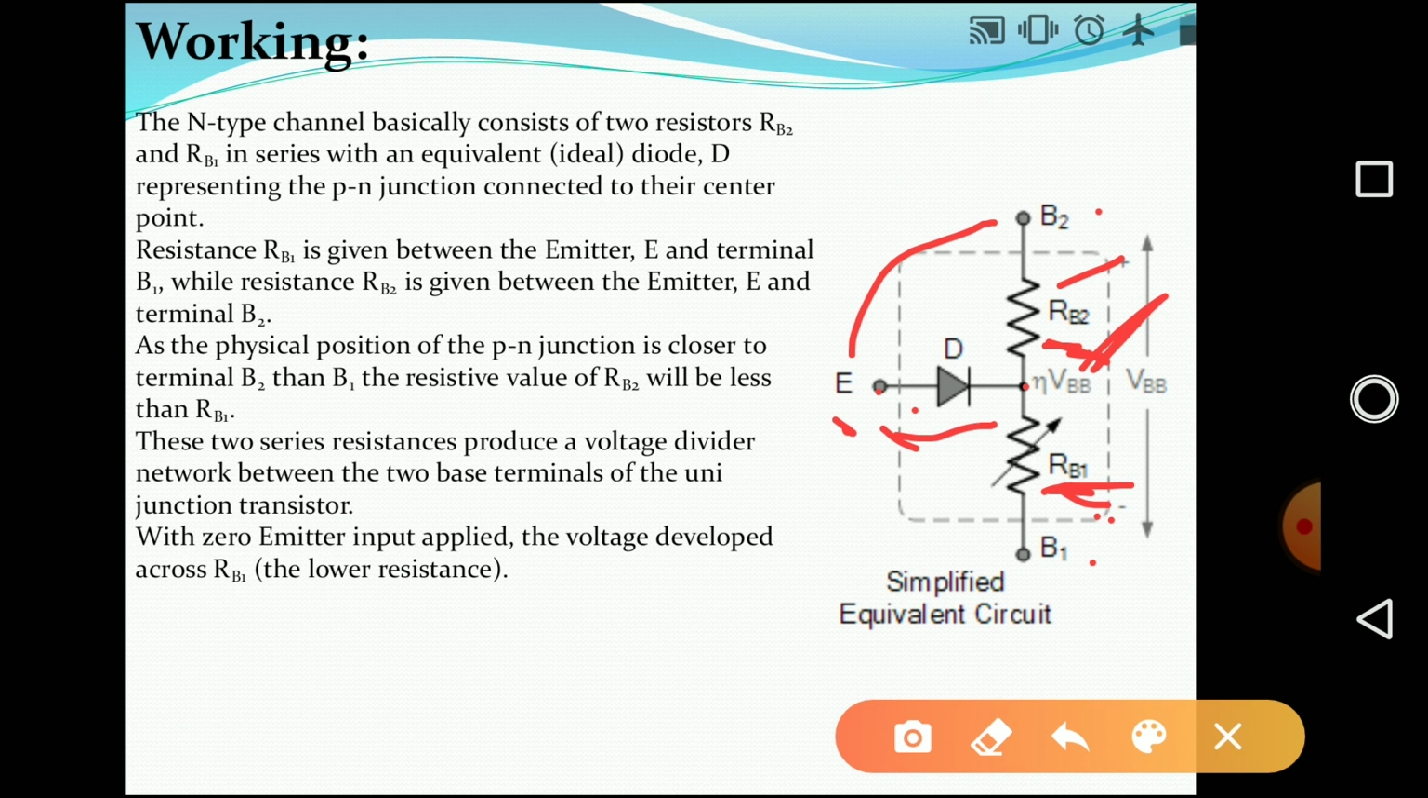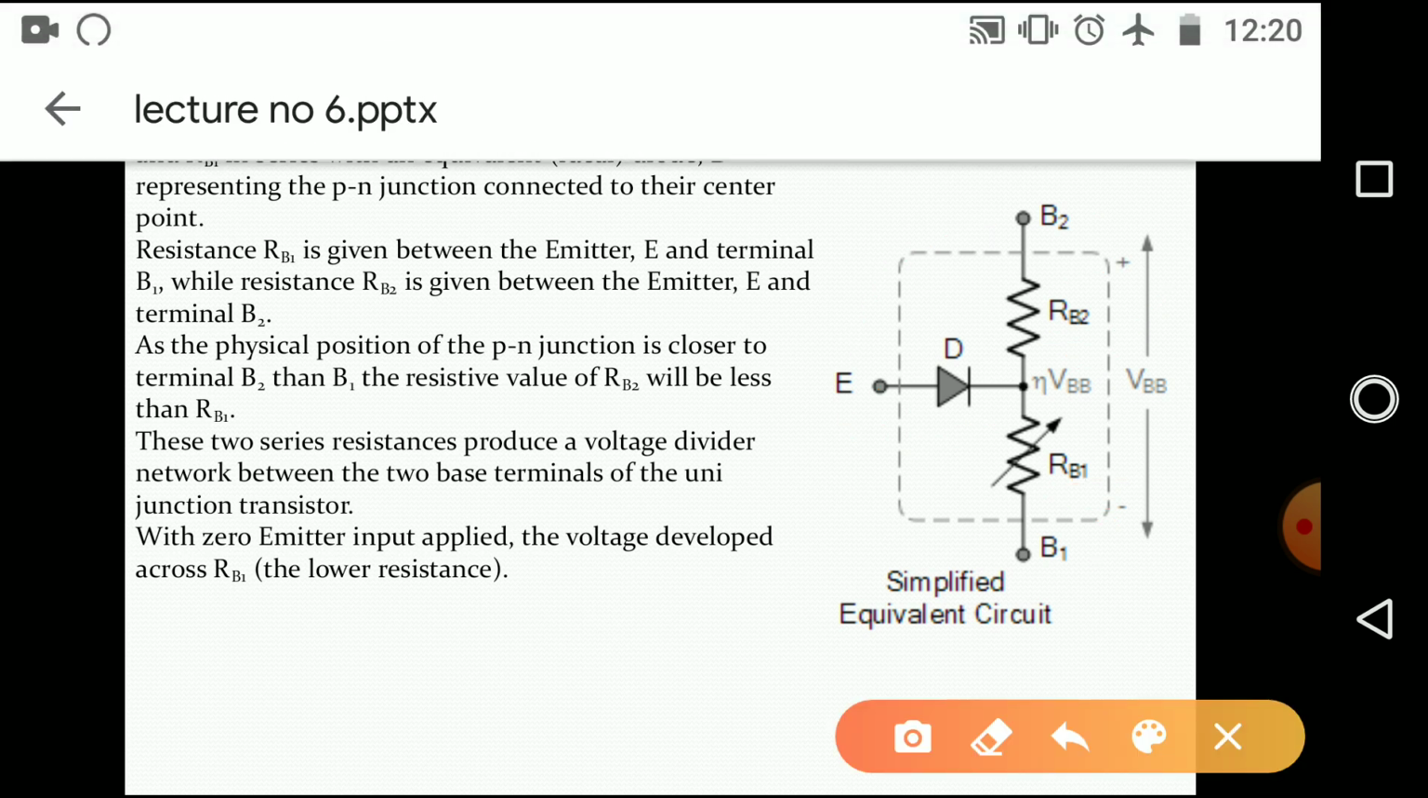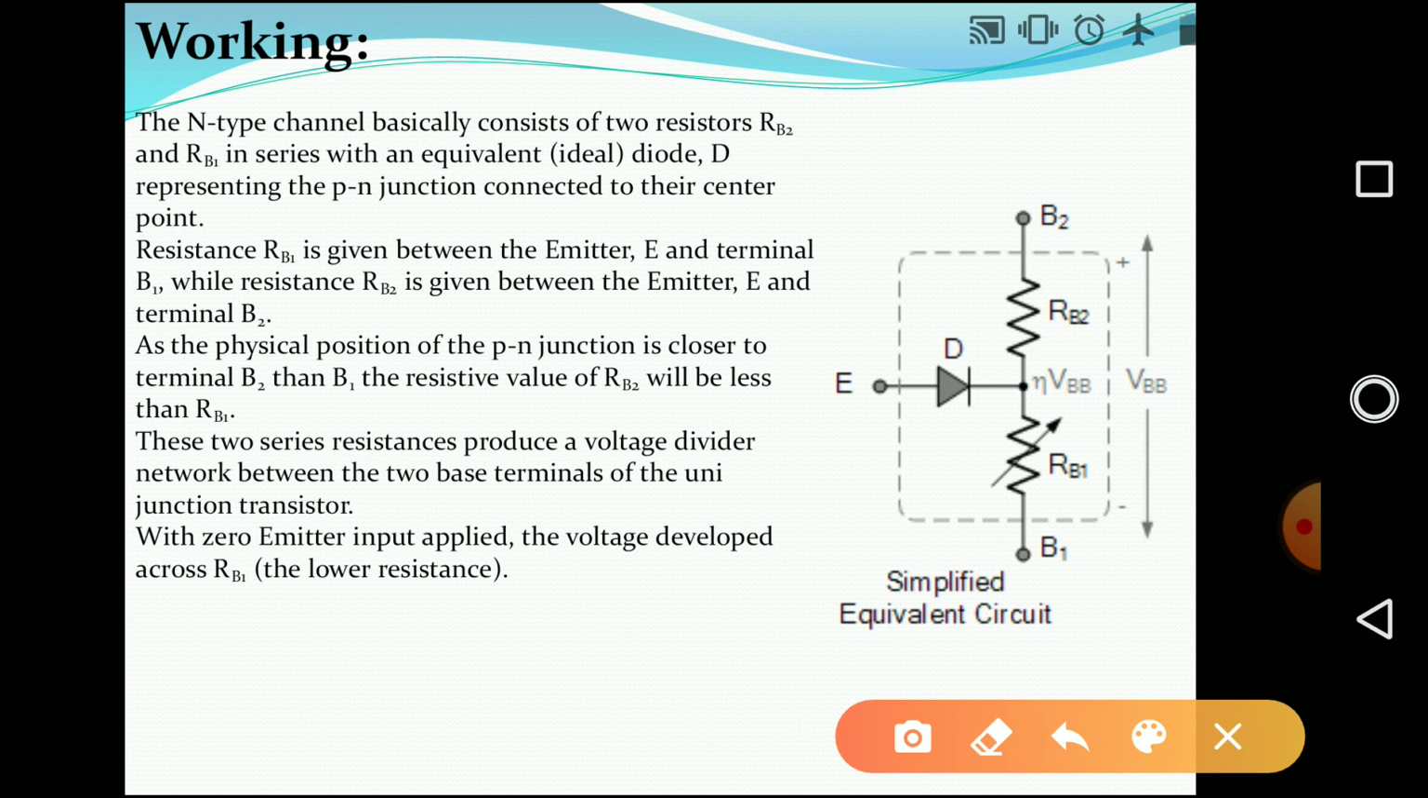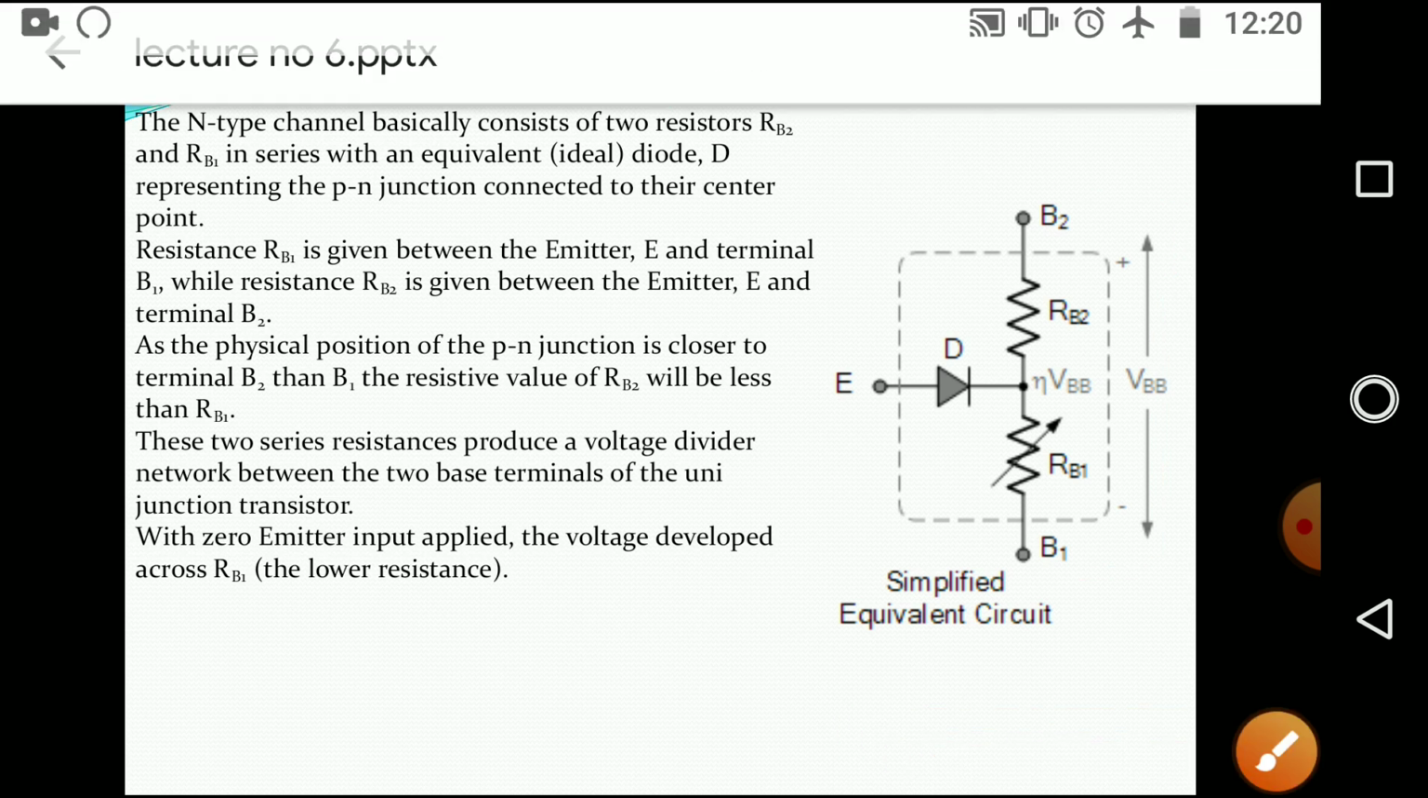In the equivalent circuit we can observe that RB2 and RB1 are both connected in series. Therefore, this entire structure forms a voltage divider network between the two base terminals, B2 to B1. This voltage divider network makes the Q point of a transistor stand at the active region to operate as an amplifier. The same construction is used in a transistor, and here the B2 and B1 resistance values form the voltage divider network.